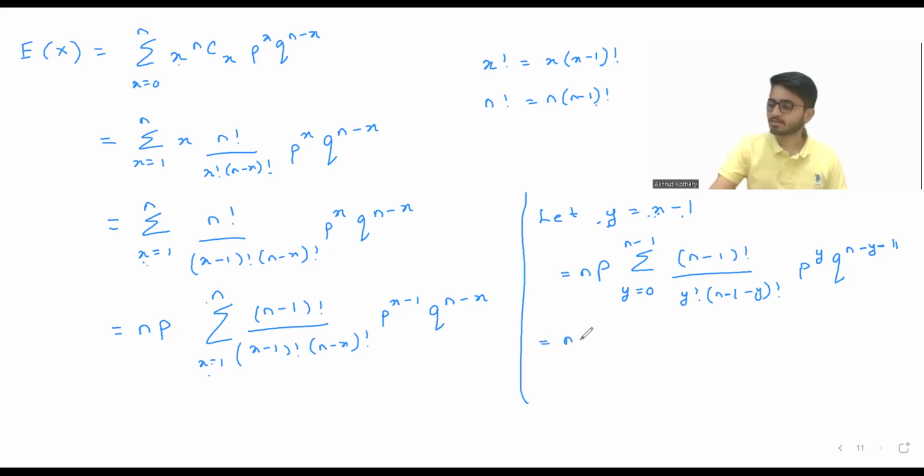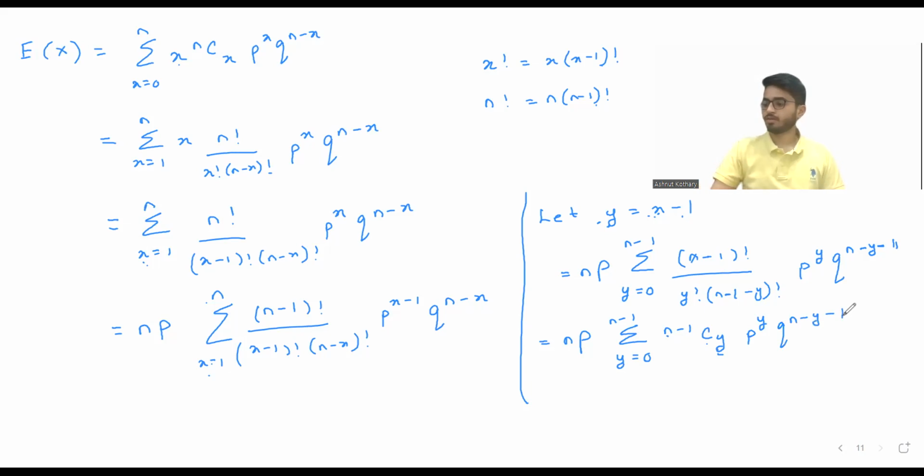And now if you will see, summation y running from 0 to n minus 1, this term is nothing but (n minus 1) C y. You can go back and see. If I start from (n minus 1) C y, it is (n minus 1) factorial, denominator y factorial and (n minus 1 minus y) factorial, p to the power y. I have written down this step. Start from here: (n minus 1) C y will be (n minus 1) factorial, in denominator y factorial and (n minus 1 minus y) factorial.